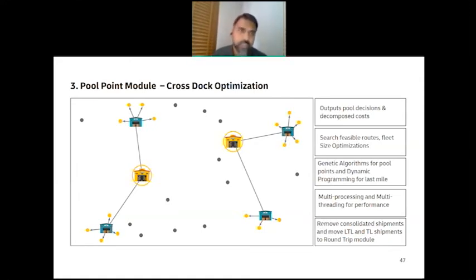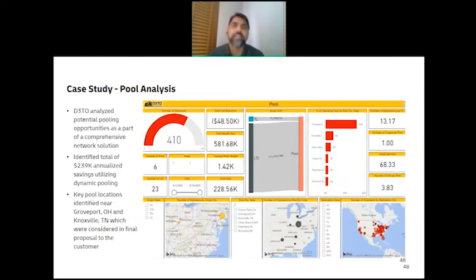So for this module, this is one of our implementations as well, where we use the tool to actually figure out daily pool points for one of our customers in the Midwest. The pool points it gave for that particular week, which we are looking at right now, are near Columbus, a place called Groveport, and Knoxville, Tennessee. You use these two hub locations iteratively for that week, and you'll end up saving around 48K, right?